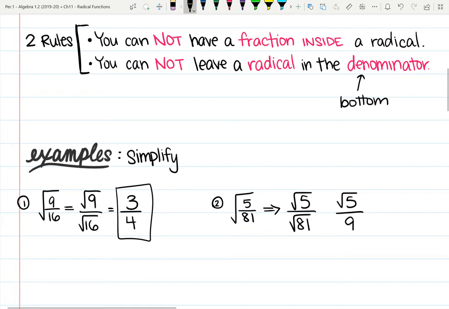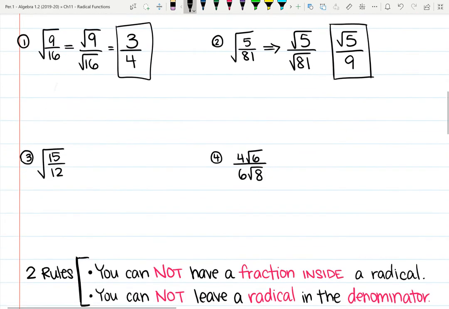And let me just check my two rules at the top. The first rule, it says you cannot have a fraction inside of a radical. Well, when I look down at my answer here, the square root of 5, that's not a fraction, so I haven't broken that rule. And my other rule is you cannot leave a radical in the denominator. Well, let me see. My denominator is a whole number 9. There's no radical. So again, I haven't broken any rules, so we are good to go. This is as simplified as that expression gets. All right, let's take a look at another two examples.